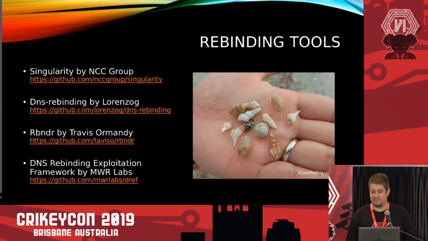It's Tavis, not Travis. Tavis, sorry. Tavis. It's my favourite anyway because it's very, very simple. It's highly flexible and it basically just does the DNS part of it, so you can write your own JavaScript. And of course there's MWR's DNS rebinding exploitation framework, which is very good if you're actually building a full attack instead of just testing it.